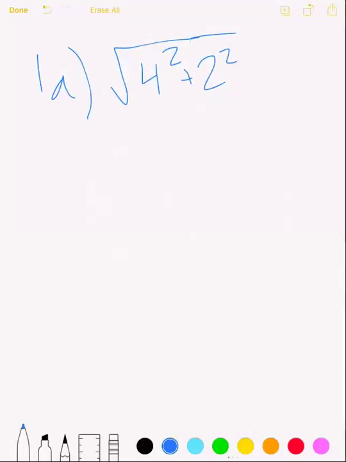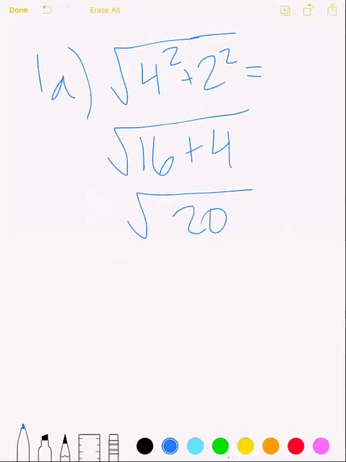Okay, so for page 6, finding the magnitude, that's on your formula sheet. So for the magnitude, it's basically the distance. And so you're taking the square root of each piece squared added together. So for 1A, that would be the square root of 4 squared plus 2 squared, which is equal to the square root of 16 plus 4, which is equal to the square root of 20, which we can simplify to 2 root 5.